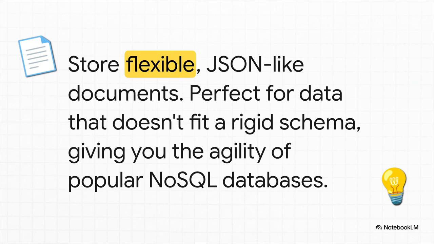First up, at its foundation, it's a powerful document database. So you get all that flexibility you want from a modern NoSQL store. You can have nested data, you can store JSON-like documents, you don't need a rigid schema. It's perfect for apps that need to evolve quickly.